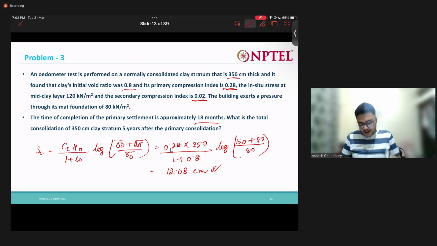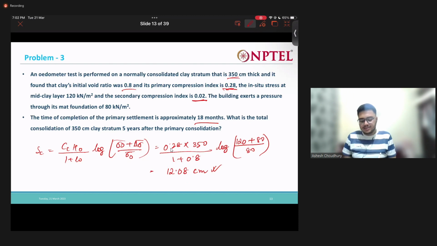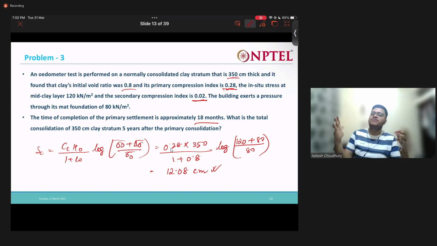Now it is being asked that this primary consolidation settlement occurs in 18 months. This 12.08 centimeter of settlement occurs in 18 months. After that, it's being asked what the settlement will be in 5 years time. That means in 18 months my primary consolidation will be over. The rest of the settlement that occurs is nothing but our secondary settlement, right?